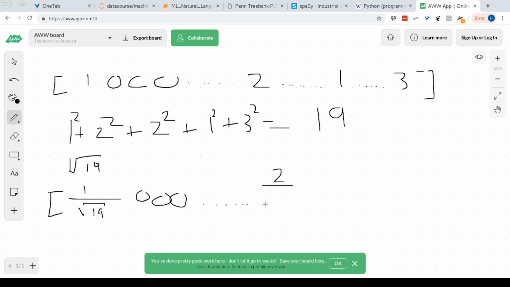Then we encounter a non-zero term. We divide by the square root of 19. So now this vector, this row, has been normalized. And of course you apply this process for all the documents across our corpus. So that's the term frequency. We've taken our raw counts and generated term frequencies.